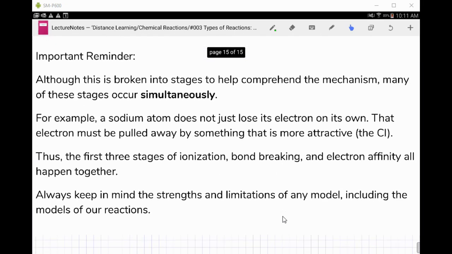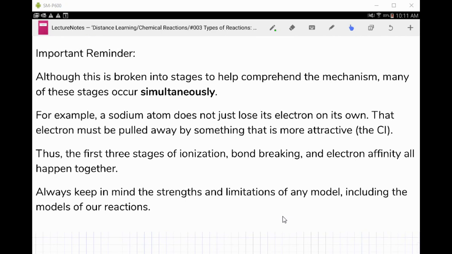Now, it's important to remember that all of these stages that we just outlined for sodium and chlorine, at least, they tend to happen simultaneously, because the electron from the sodium isn't just lost on its own. It has to get pulled off by the chlorine. So as we are pulling off the electron from the sodium, it's also being gained by the chlorine, as the chlorine is breaking its bond from the other chlorine atom. So we use these stages to kind of help us model and think about what's happening, what's processing, but the limitations of these models need to be kept in mind as we work through this.